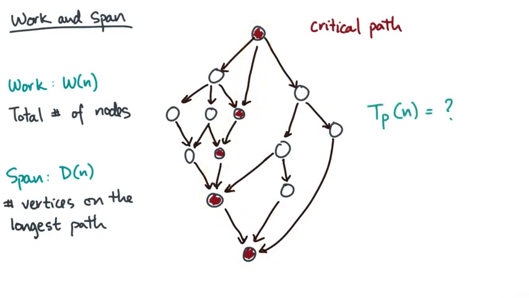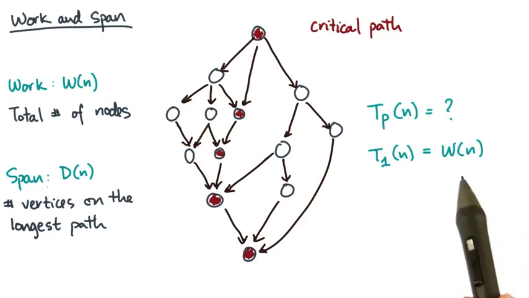So in terms of work and span, can we now say something about the time to execute the DAG on a PRAM with P processors? Well, here are some simple things we can say. First, if all the operations have unit cost, then the time to execute this DAG using only one processor should be exactly the work, W of n.